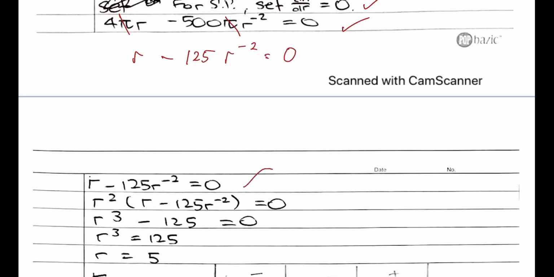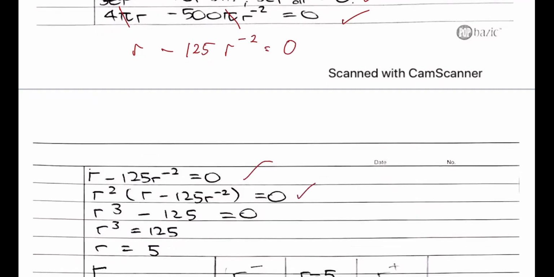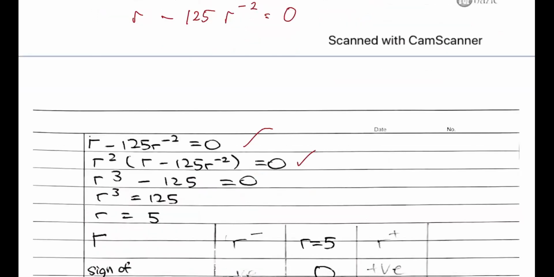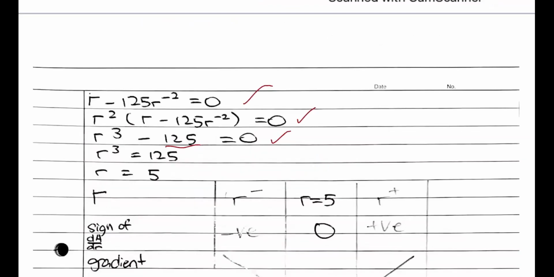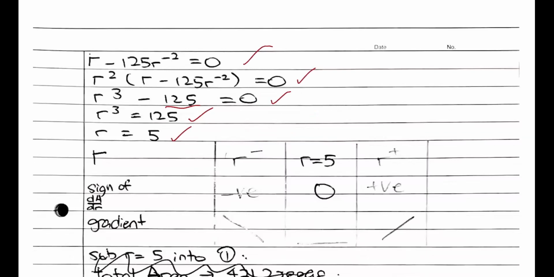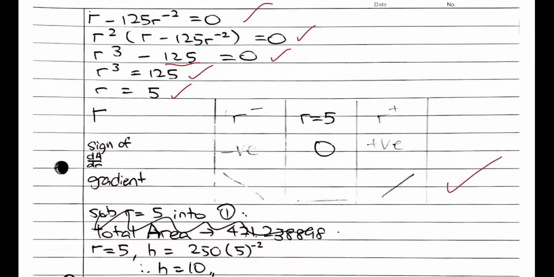Good. Then multiply by r squared on both sides. 0 times r squared is 0. R squared times r is r cubed. R squared times r power -2 becomes r power 0, which is just 1. 125 times 1 is just 125. That is fine, don't need to write times 1. Bring it over, take the cube root, you get 5. Good. Then you do first derivative test, you get a minimum.